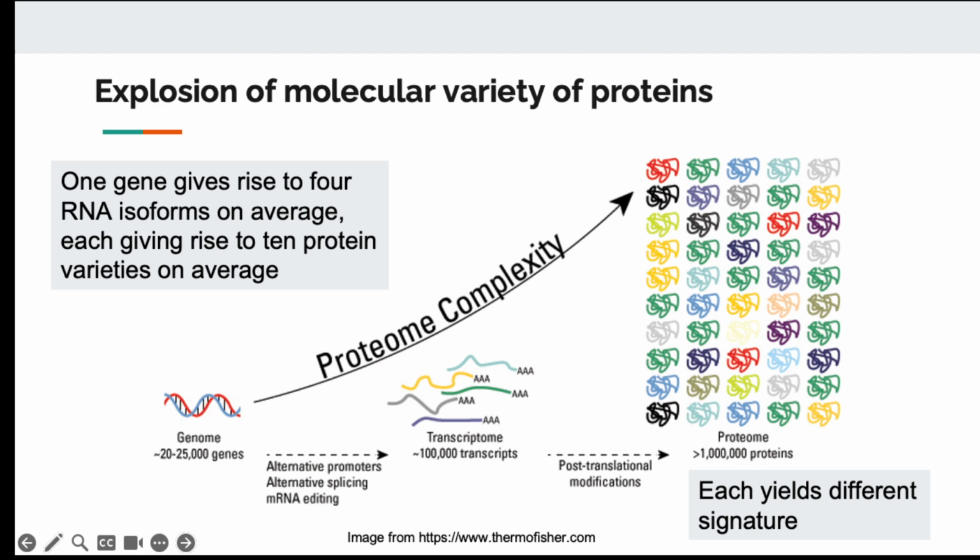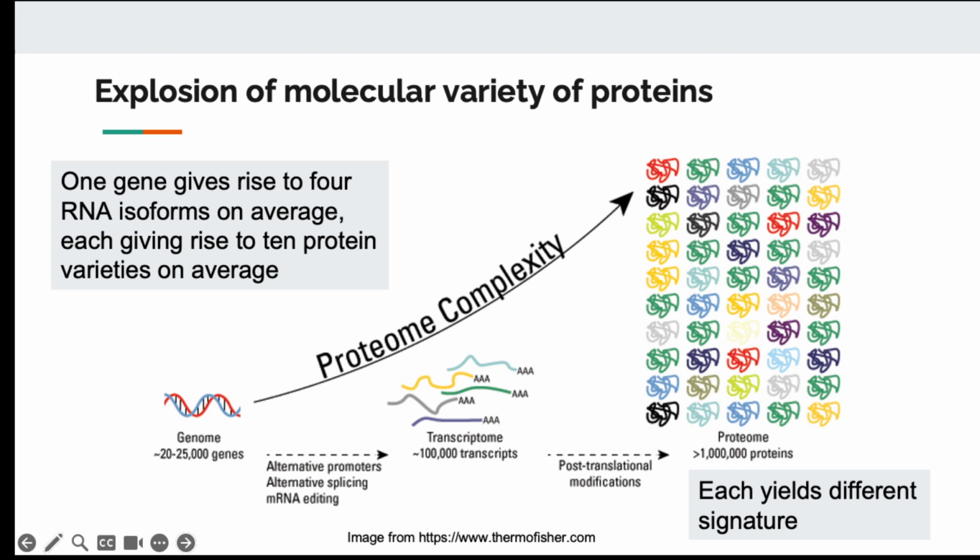But when it becomes proteins and you add modifications, you add everything into it, you have 10 times more different proteins in the cells, up to 1 million possibilities. And each of these will give rise to different signals in the mass spectrometry. So the amount of complexity and the difficulty of data analysis also increase when we switch from RNA to protein.